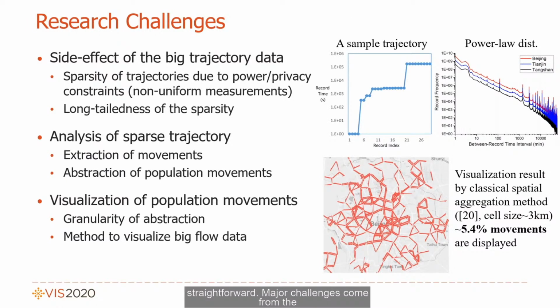Accomplishing this task is not straightforward. The major challenge came from the side effect of big trajectory data. Unlike previous data, our data from mobile apps are not uniformly measured over time because of power and privacy constraints, as shown in the top left figure. Location records are obtained in a brief usage period, followed by long silence. We call this characteristic the long-tailed sparsity. How to extract movement records from such trajectory data, and how to abstract them for population movement visualization? Classical aggregation methods use a granularity that will fold most local movements in the same cell, and the visualization will be incomplete.